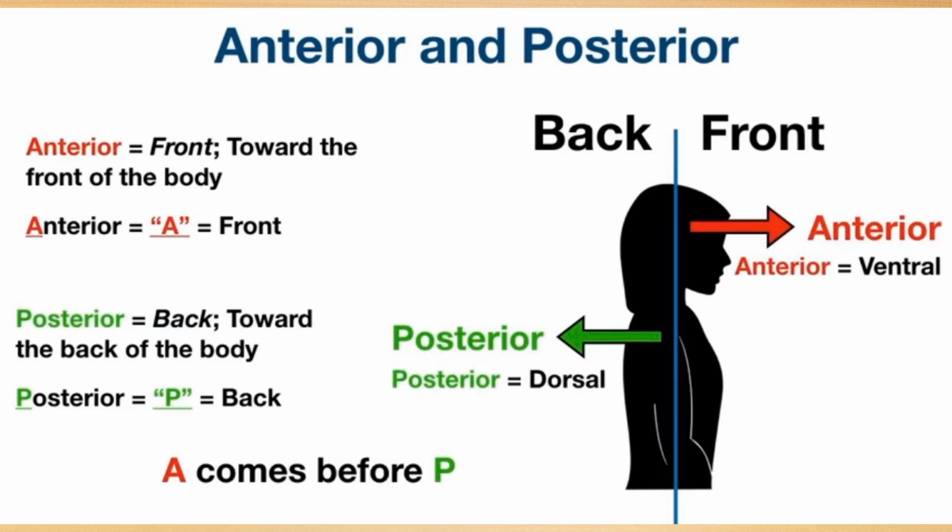Then we'll look at anterior and posterior anatomical directional terms. Anterior simply means the front side or the front view, towards the front of the body. Anterior is also known as ventral. So towards the front or the frontal view is usually called anterior.